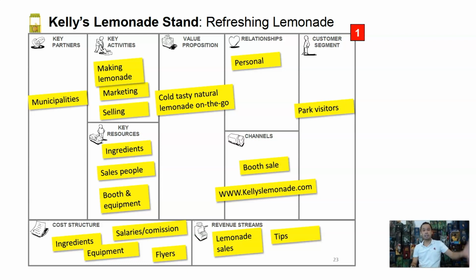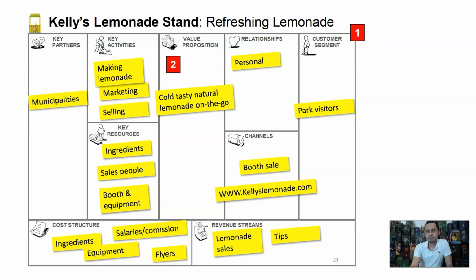Okay, dia adalah lemonade, jual lemon booth dekat taman. Customer dia siapa je? Orang yang datang ke taman lah kan. Park visitor. Okay. And then kedua nak tengok apa? Nilai yang dia boleh bagi kepada park visitor. Tasty natural lemonade on the go. So orang boleh beli dan terus pergi je.